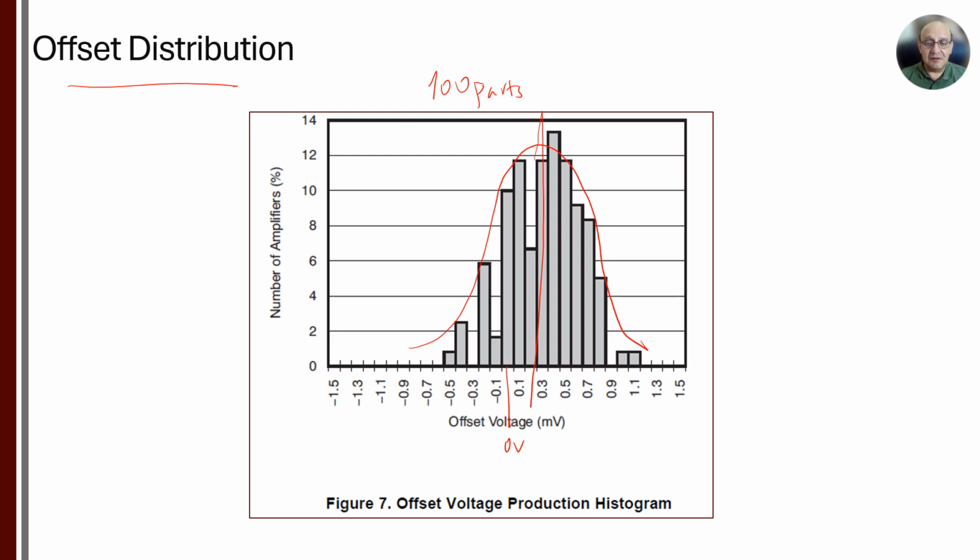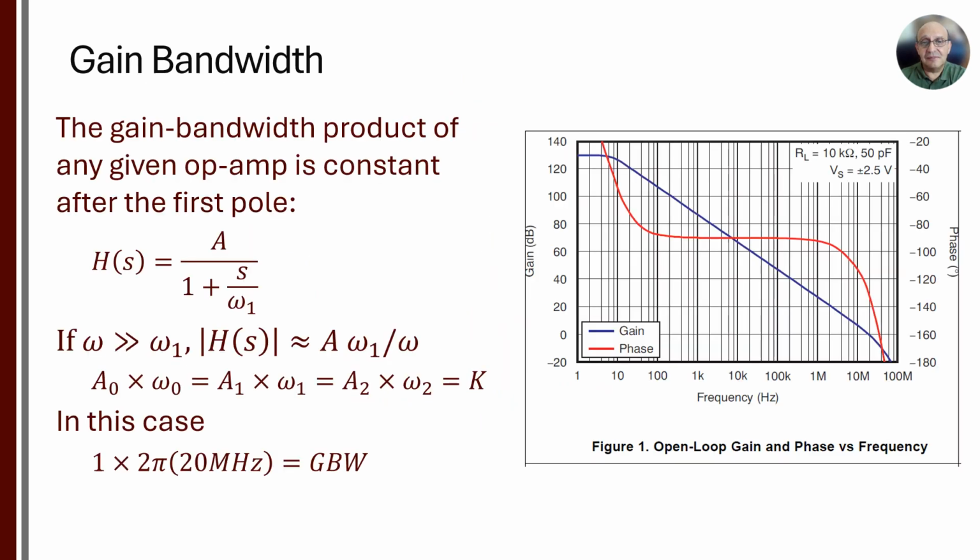In this case, you have an offset of maybe around 0.2 volts that we call the systematic offset of the circuit. There is random offset given by the distribution, and you can use the standard deviation to measure how spread the offset is. The systematic offset is basically when the average doesn't match 0. Now, another important parameter is the gain bandwidth.